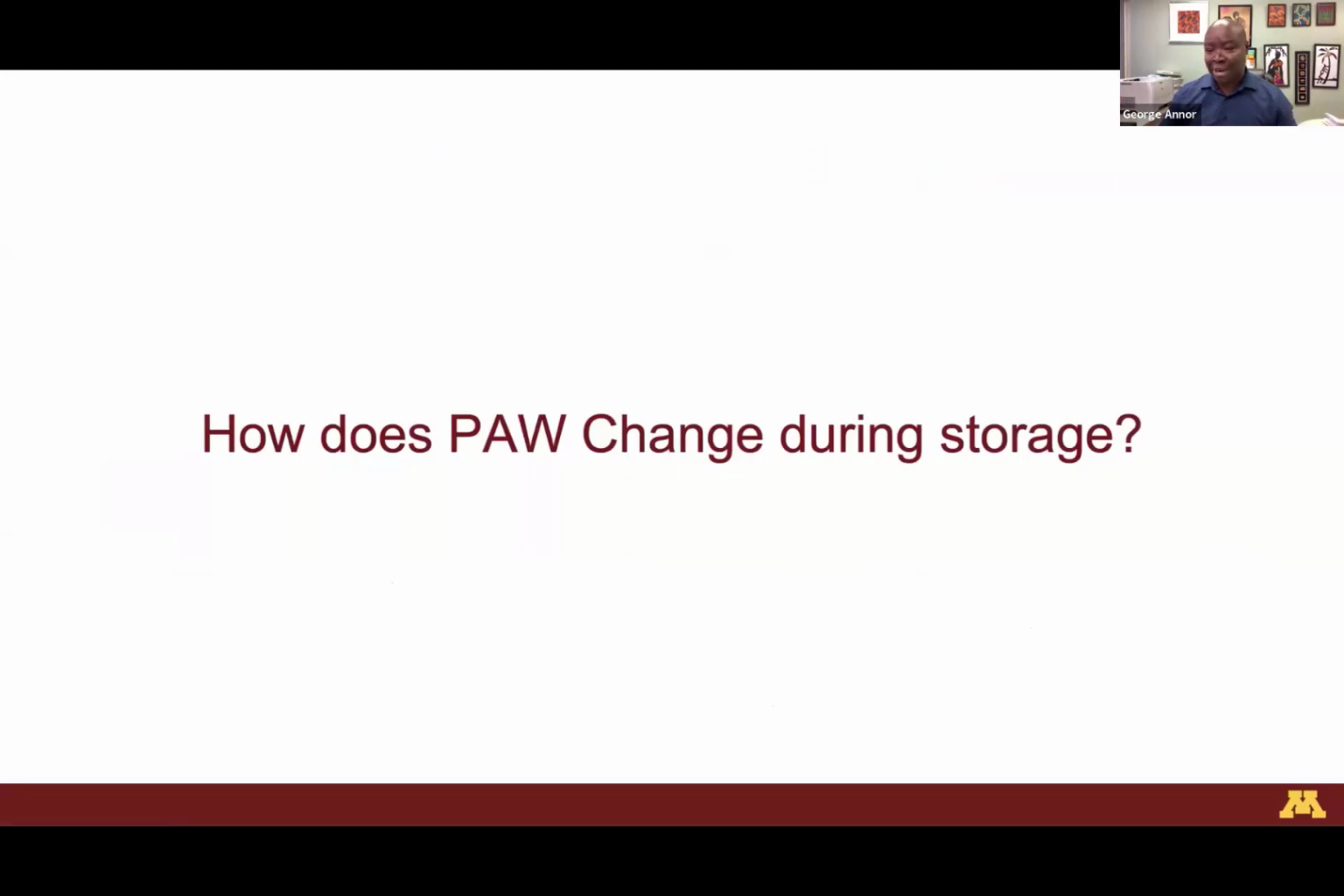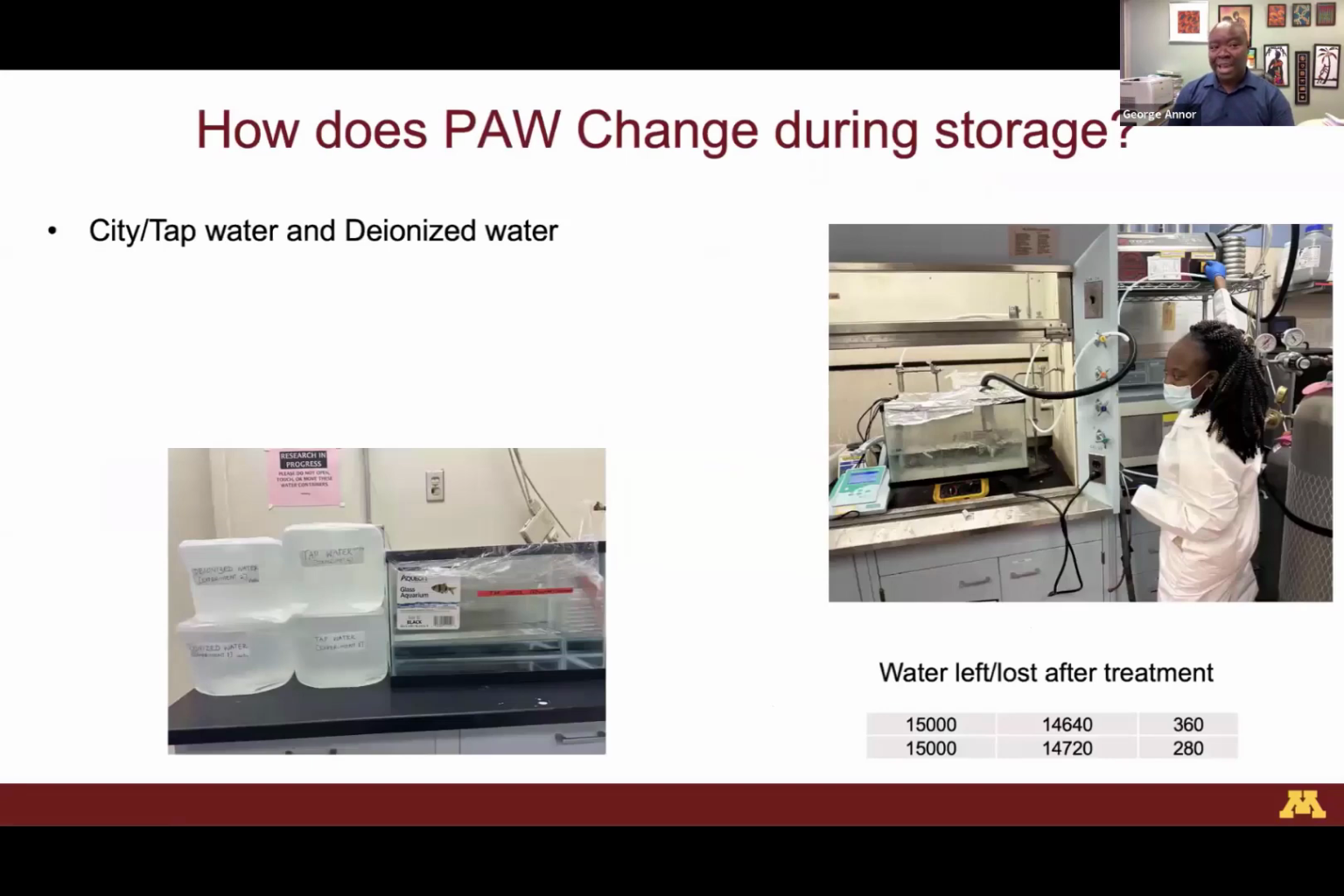The other question we get all the time is, how long can we store PAW? Can we even store it? So we decided to look into this. Here, we also used the tap water and deionized water. We produced about 15 liters of deionized water that were treated for 60 minutes, again using the same system. And then we stored them right in the open. It wasn't any special storage condition. We stored them in the lab. We used the fish tank to make the water, but we stored them in these low-density polyethylene containers.